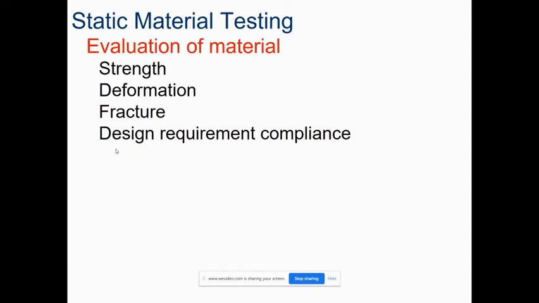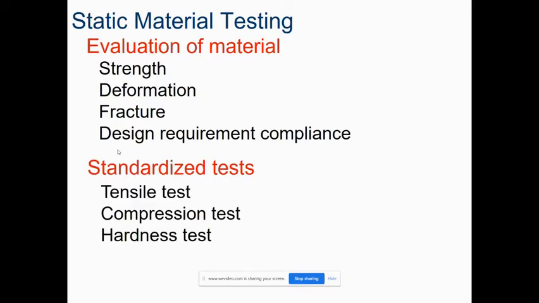Static material testing, the idea with this is we can test a couple of different types of attributes of the material. Strength, how strong it is; deformation, what it looks like after the load has been applied; fracture, how it fails; and whether it meets the design requirements. Three different types. One is called the tensile test, which is what we're going to talk about a little bit more today. Compression test, where we're pushing on something, and the hardness test is how hard the material is.